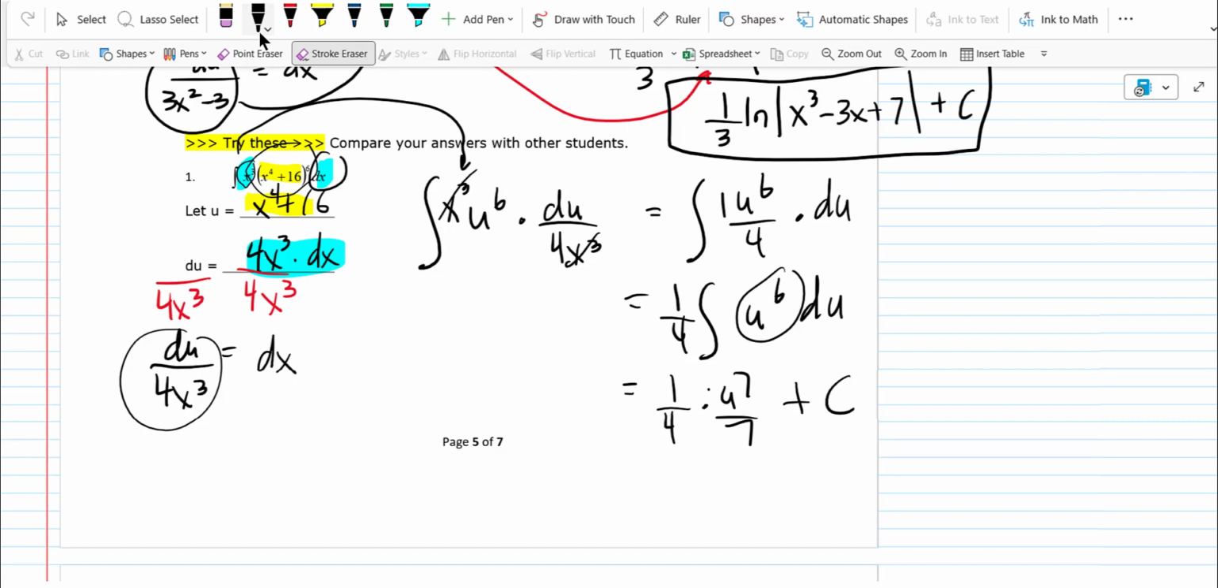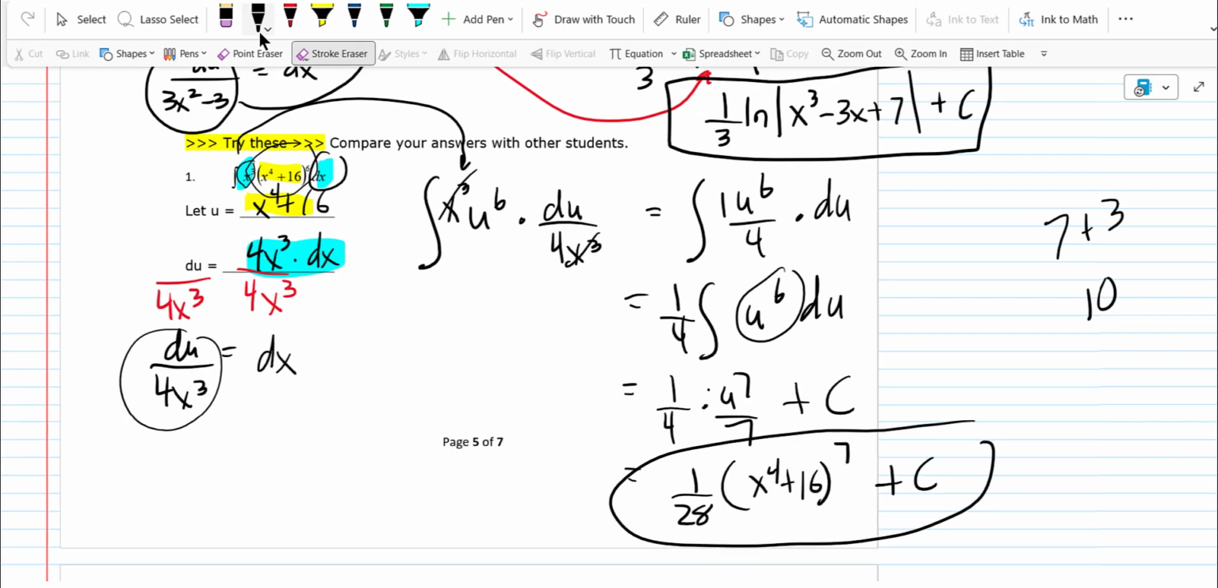It's just like if you do 7 plus 3, the plus sign disappears because the plus sign tells you to add. The du tells you to integrate. It's the same principle. So you end up getting 1 over 28, and then you plug back into u. Your u was x to the fourth plus 16 plus c, so that's the answer you got.